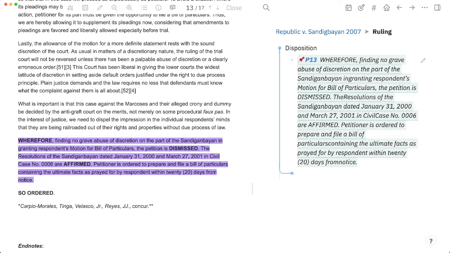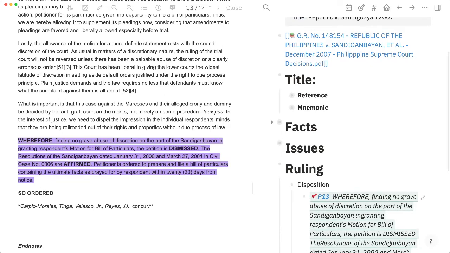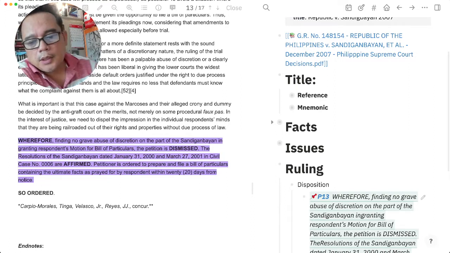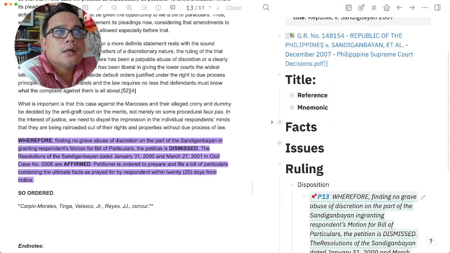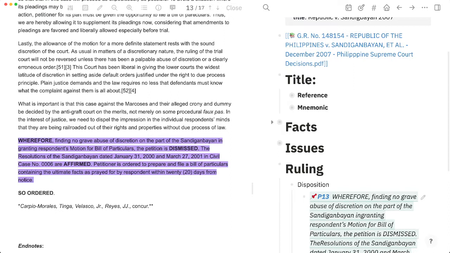Okay, so balik tayo again. This is for educational purpose only, and a disclaimer: there's no substitute for the best teaching or learning. This is only for educational purpose, and there's no substitute for better understanding of the law than to enroll in law school. All right, so let's go back.